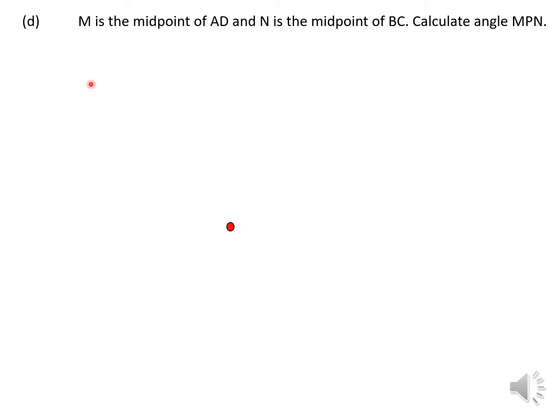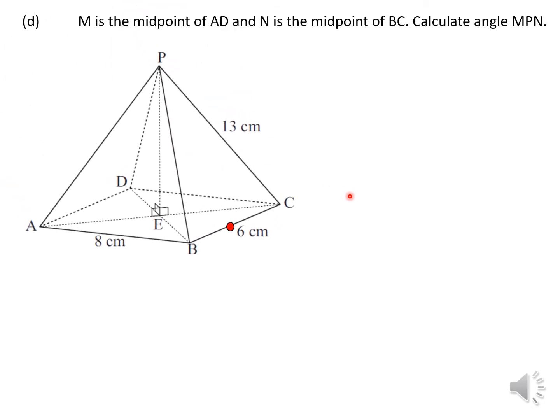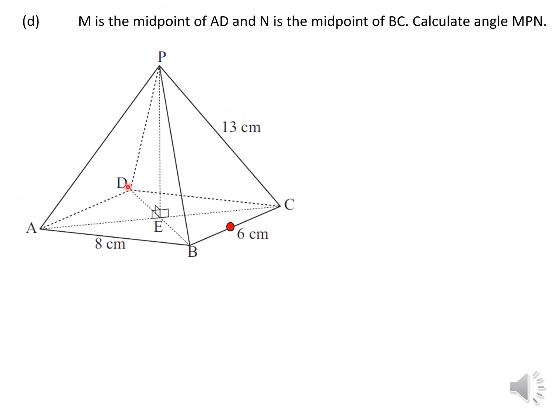Right, then they are saying that M is the midpoint of AD. So AD has a midpoint, labeled M. I'm going to bring in my little dot. And N is the midpoint of BC. So I have now brought in that particular triangle in red that you can see, because they want me to calculate angle MPN.